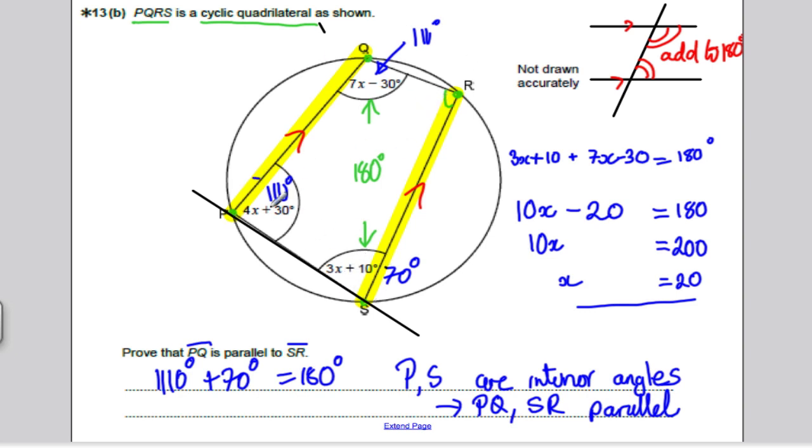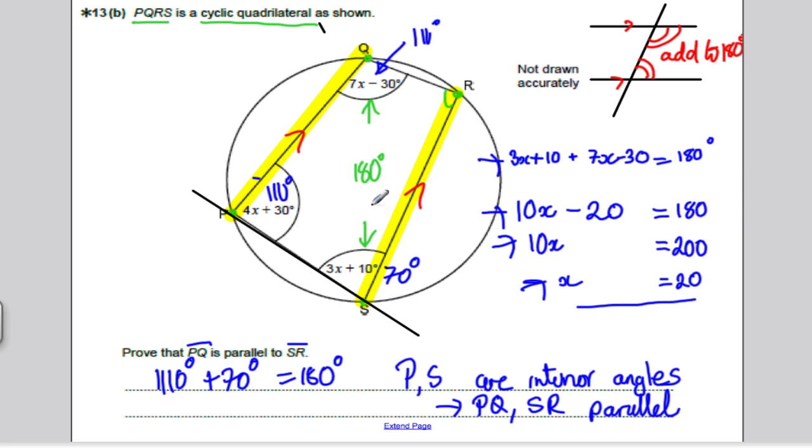How do we find these angles? Because it's got x's, well, we use the cyclic quadrilateral rule. Opposites add to 180. Do a bit of algebra, get what x must be, substitute in what these two angles are. You find that they do add to 180, so they are interior angles or C angles, so the lines you're trying to show are parallel are indeed parallel.